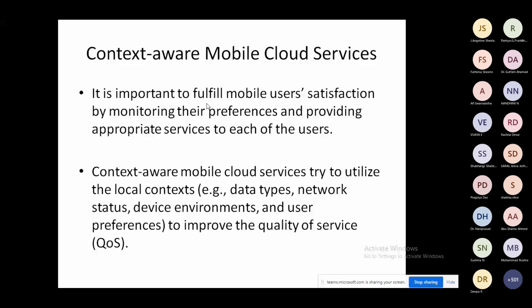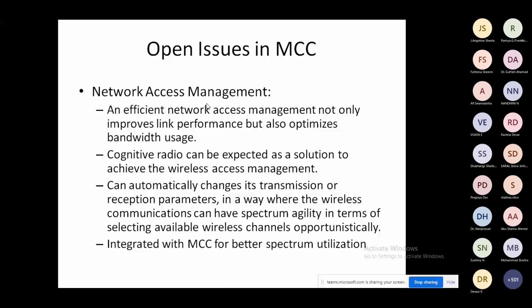Then open issues in mobile cloud computing is network access management, where efficient network access management not only improves link performance but also optimizes bandwidth usage. Then cognitive radio can be expected as a solution to achieve the wireless access management, and it can automatically change its transmission or reception parameters in a way where the wireless communication can have spectrum agility in terms of selecting available wireless channels and opportunities. So, integrated with mobile cloud computing for better spectrum utilization.